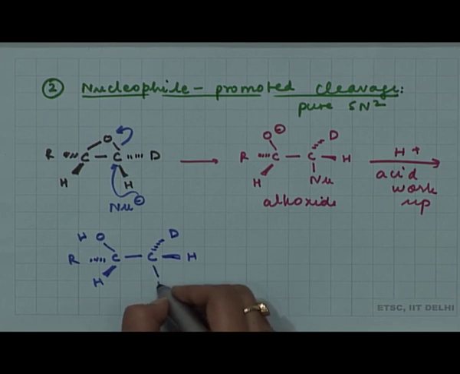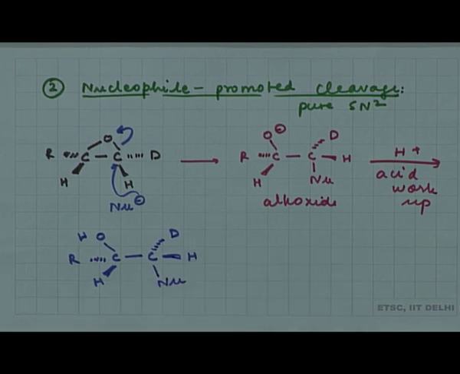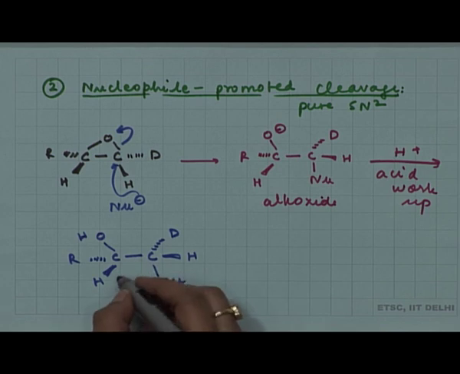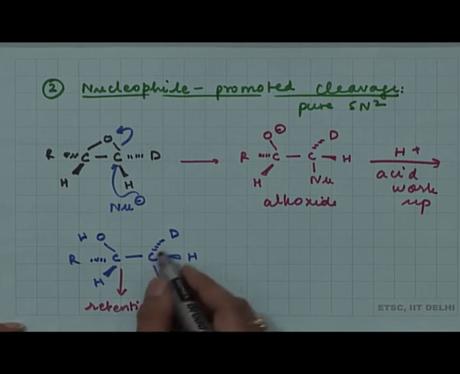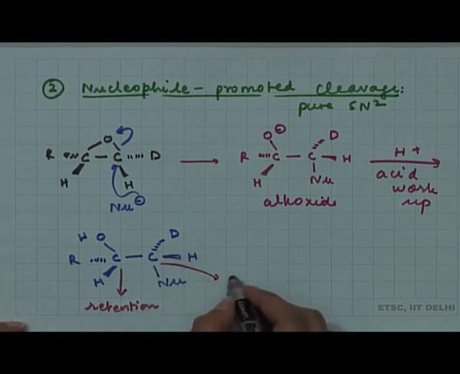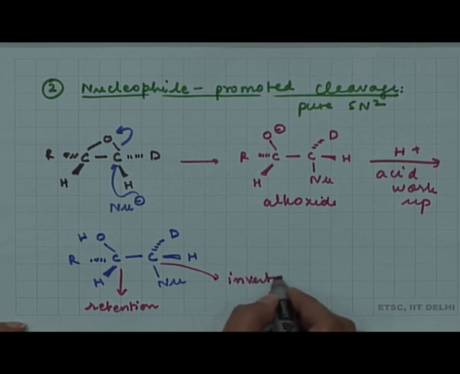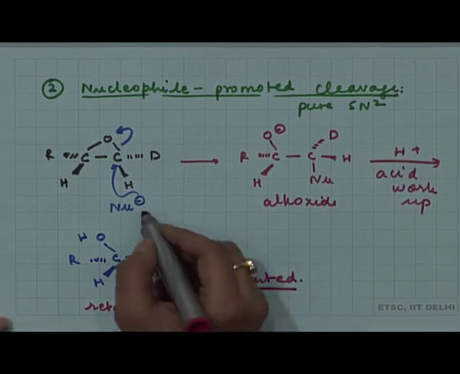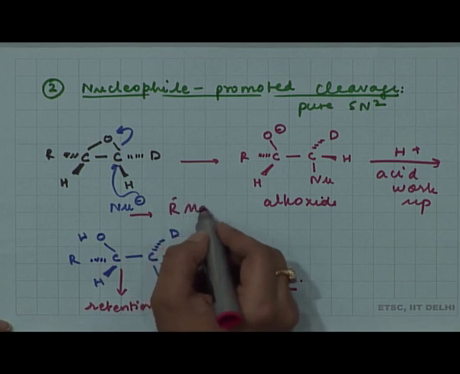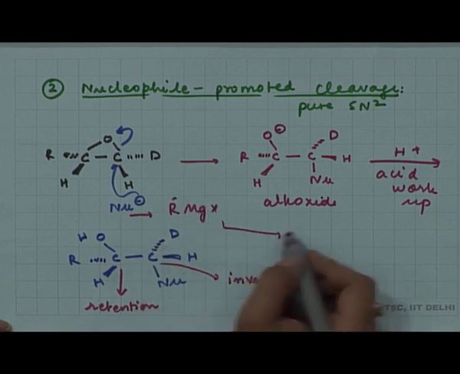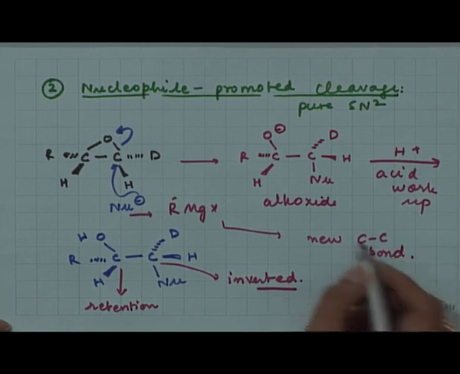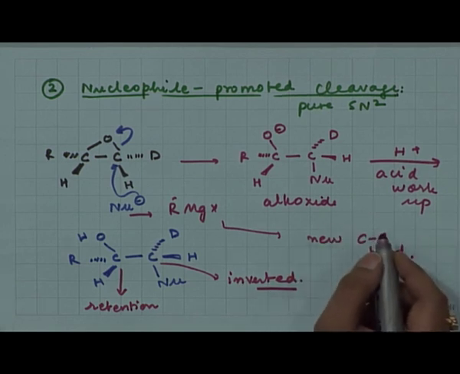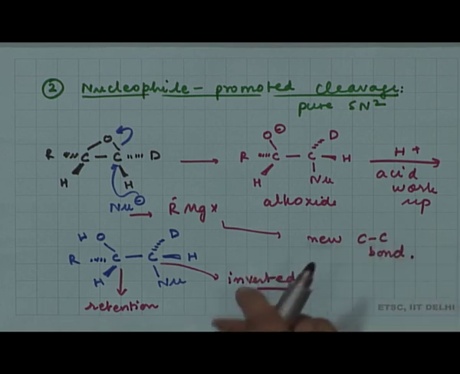So, this happens only for these systems, and if you observe it carefully, you can see that on this side there is the retention of configuration, while on this side, since the nucleophile is attacking from the back side, this carbon's configuration is inverted. And if your nucleophile happens to be a Grignard's reagent, then it can result in the formation of a new carbon-carbon bond with the help of the nucleophile assisted ring cleavage of oxiranes.